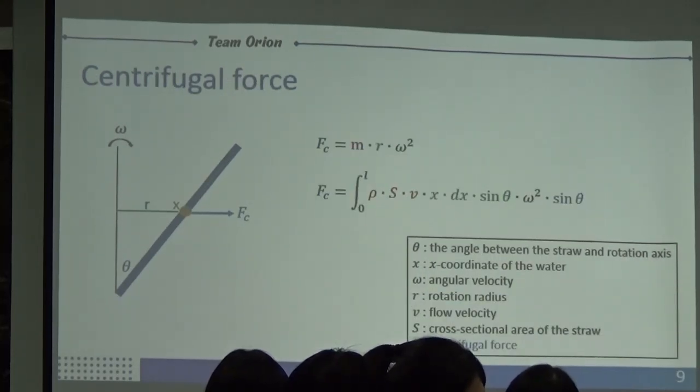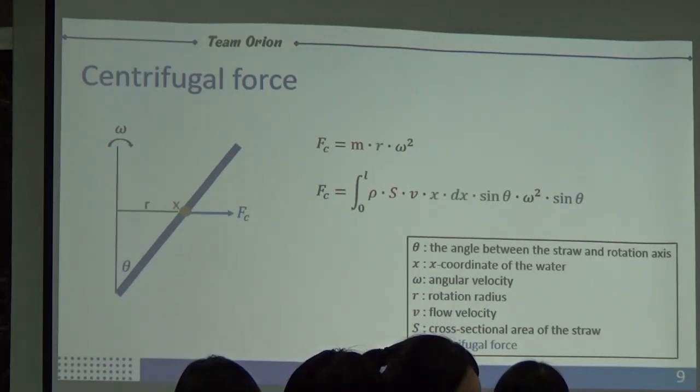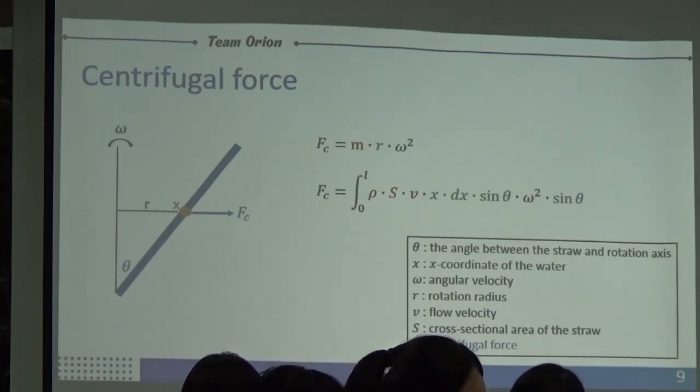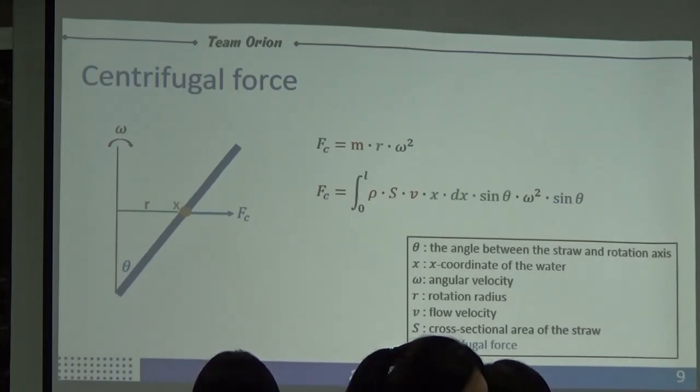And here's the detailed explanation of the centrifugal force. This is the formula of the centrifugal force. In this system, we interpret the centrifugal force of the water as flow in each position. And we can get the total centrifugal force at C. And the total centrifugal force working on the blue axis will be like this formula.